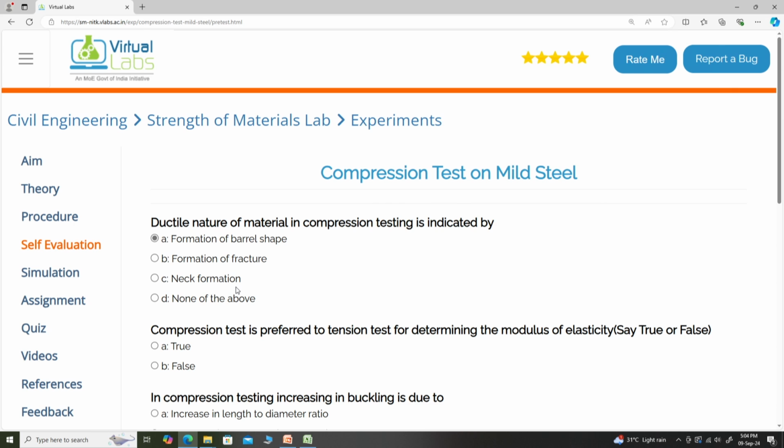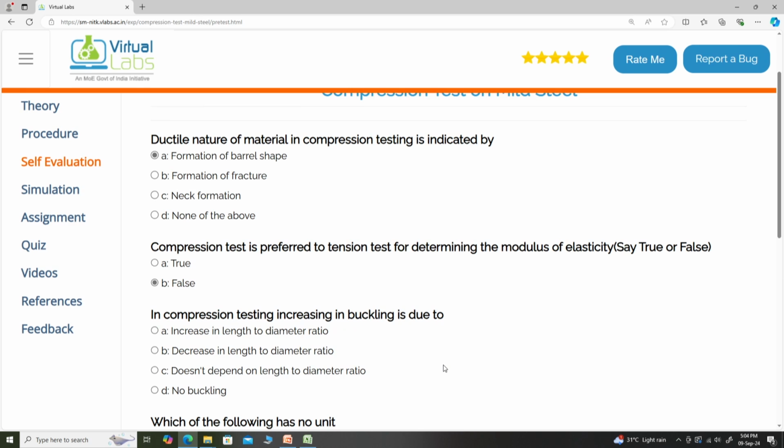Second question is, compression test is preferred to tension test for determining the modulus of elasticity. Say true or false. It is false. Modulus of elasticity is more closely determined using the tension test.